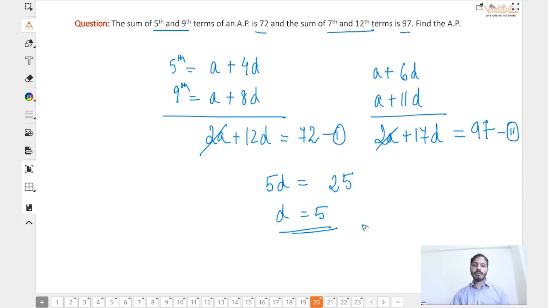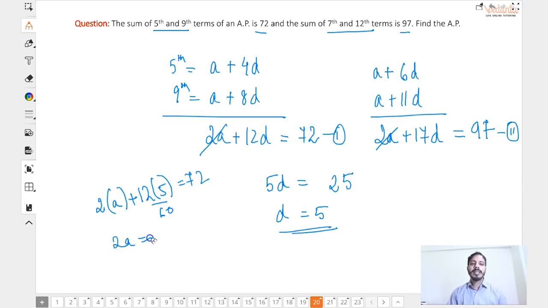So done. Once I get one of the variables, the other variable is very simple. I will just put it in this equation 1. So 2 into a plus 12 into 5 is equal to 72. Now what is 12 fives? It is 60, right? So 2a is equal to 72 minus 60, that is 12. So a will be 6. So now you got a and you got d. So you can find your AP series, right?